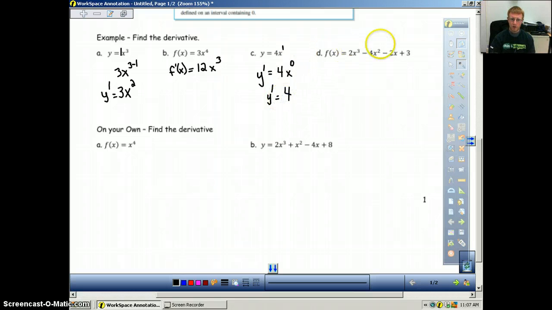Okay, next one, we have a multiple step problem because we have all of these. But understand a derivative can be found by doing them all one at a time.